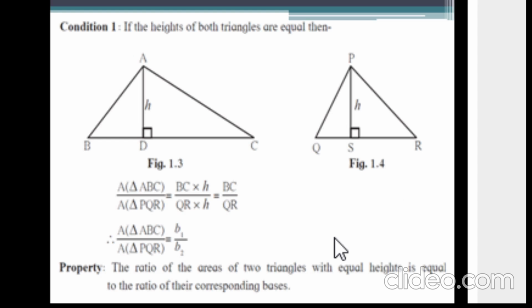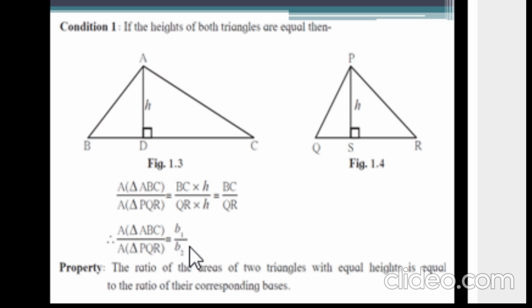Condition number 1 is that if the heights of both triangles are equal, then what happens? See, these are two triangles ABC and PQR. AD and PS are the heights which are equal, so AD is equal to PS. So area of triangle ABC upon area of triangle PQR is equal to BC, the base, into H, the height, upon QR, base of PQR, into H. So H and H cancel, you get BC upon QR. So area of triangle ABC upon area of triangle PQR is equal to B1 upon B2.